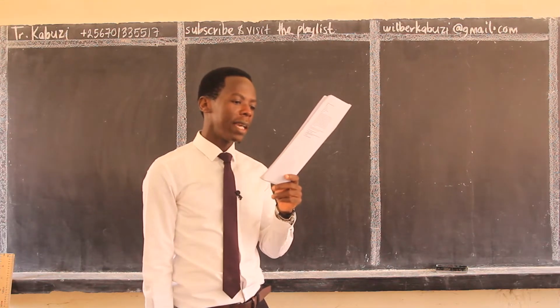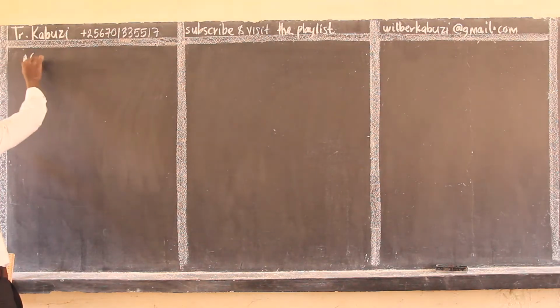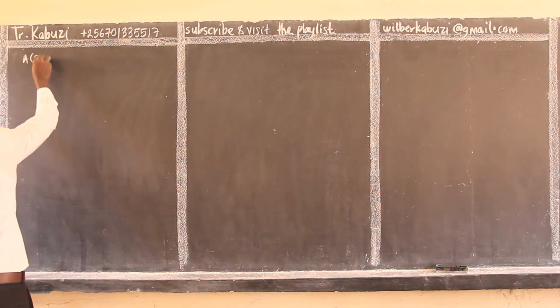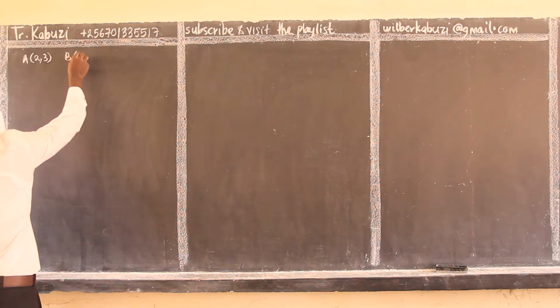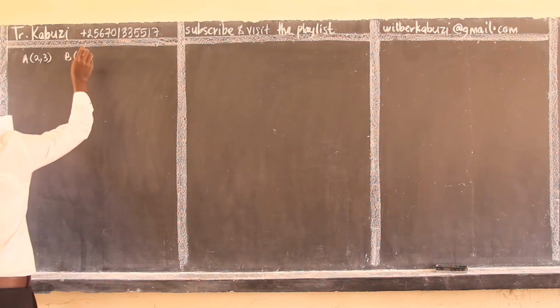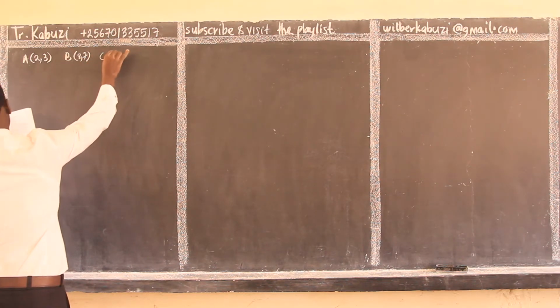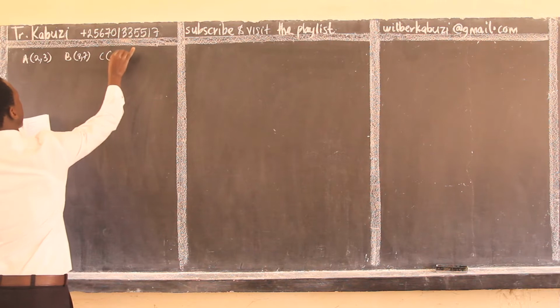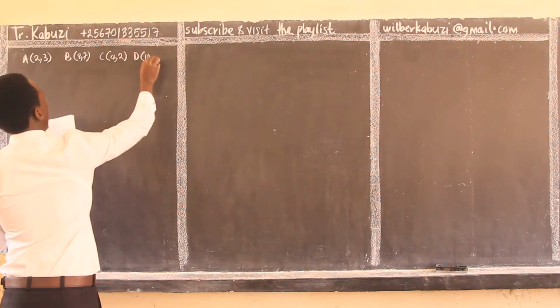Road AB connects point A, so they're giving us point A, which is (2, 3). Then point B is (8, 7). And they're also giving us C, which is (4, 2). Then D is (10, 6).